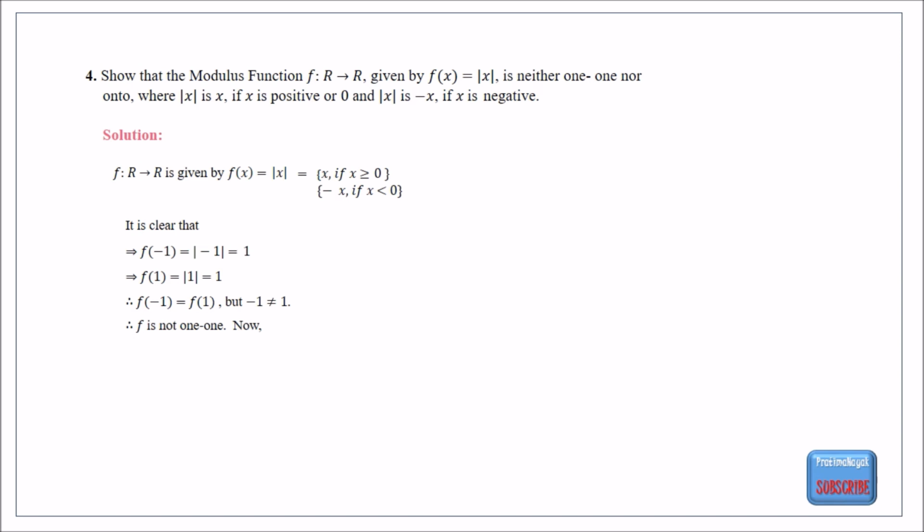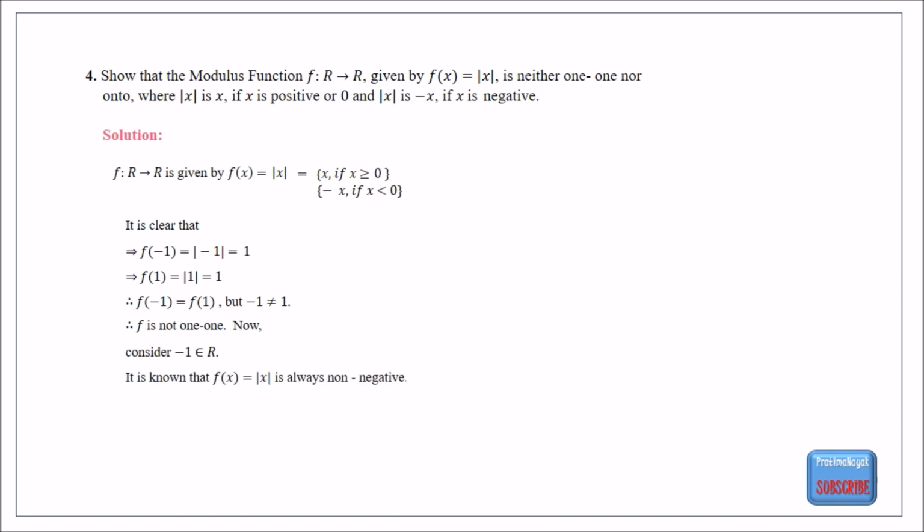Now we will go for onto. We have to think of some number in the codomain which has no pre-image in the domain, or we have to think of an x belonging to the domain for which f of x is not equal to a number which is present in the codomain. So let us take an example. I consider minus 1. Minus 1 belongs to the real numbers.